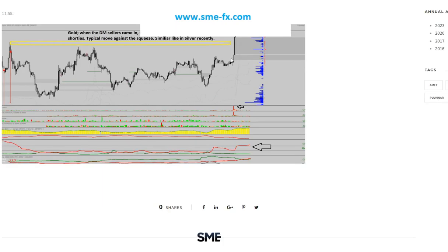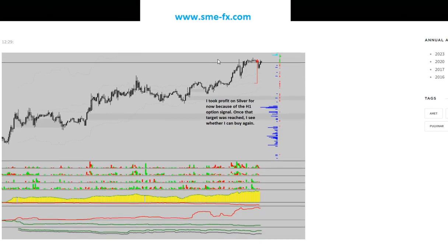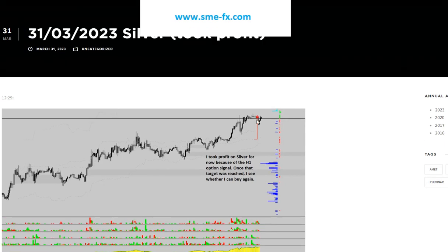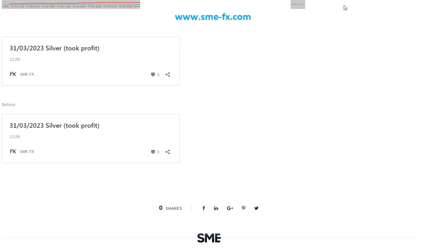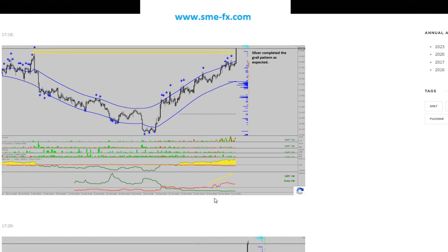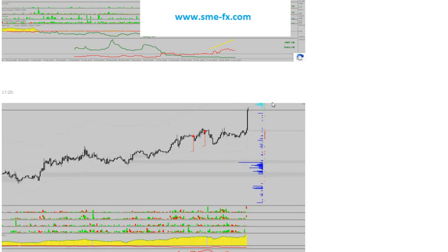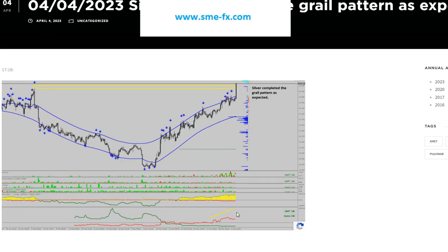Gold, I just showed there was a squeeze on the high time frame. Look, shorties coming in, boom, up move, gray pattern, same like silver. Beautiful trade. I did this one. Interesting here on the 31st of March. Look, I said I'd take profit because of the option strike signal. And exactly, it did a pullback down to the option strike signal, but I missed buying it again here. I should have bought it here. I missed that last part, which was a squeeze extension and took all the highs.